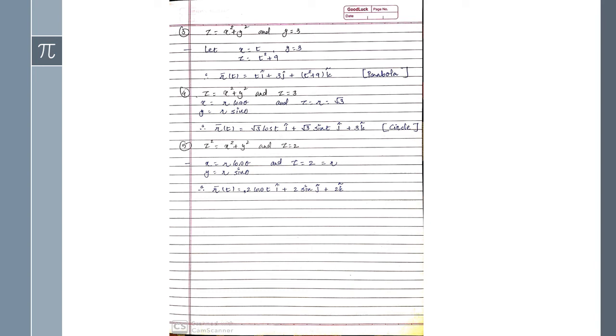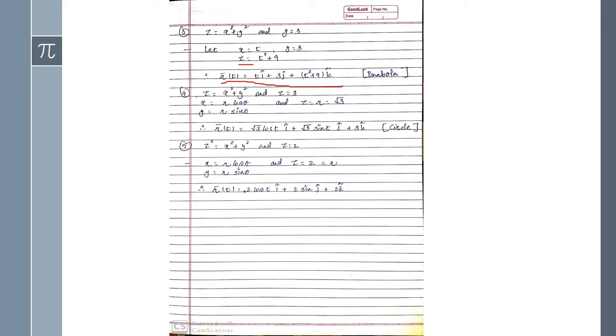Some more examples: z equals x square plus y square and y equals 3. Now you can see that the value of y is already given, so you just take a supposition for x only. So here I am taking x equals t. Now put these values of x and y into the z form. So finally you will get x, y, and z. So just make a representation of this.